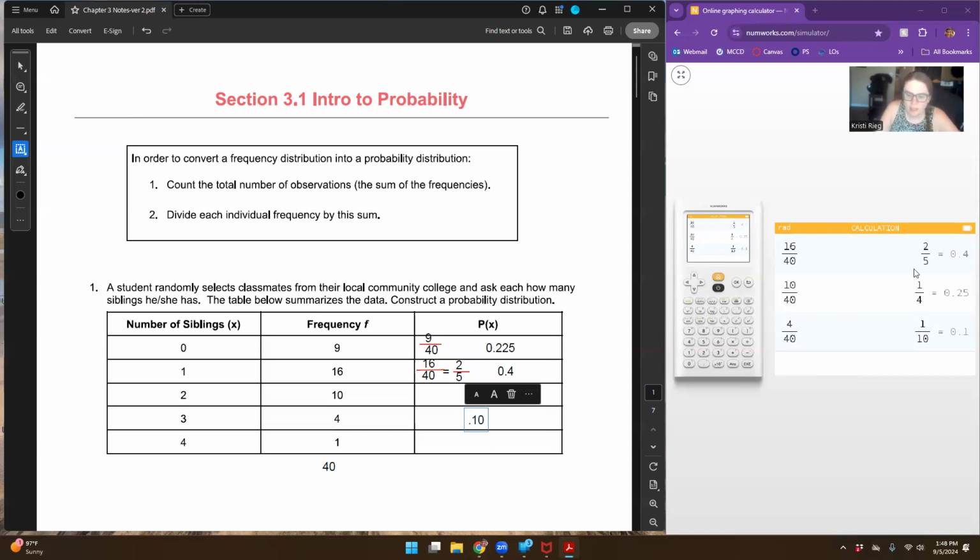And last but not least, 1 over 40. We're just taking the number in the frequency column and dividing it by 40, and I get 0.025. Okay, that's it. We've done this before. We just called it something different. I'm just refreshing your memory because that was way back at the beginning of chapter 2, before the test, and so forth.